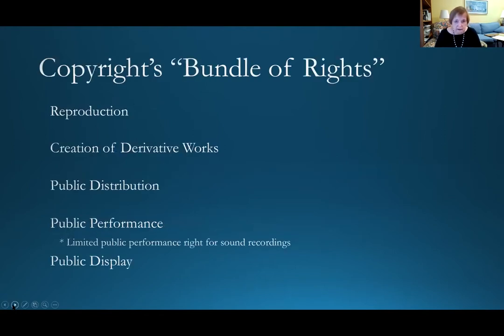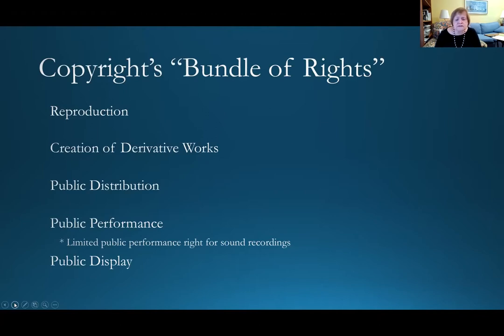Okay, copyright is what they call the bundle of rights. It's not a single right. The one people most readily think about, the most central right, is, of course, the reproduction right. And then there's the creation of derivative works, which may be an updating of a textbook or a movie from a book. And then there's public distribution, public performance, and public display.